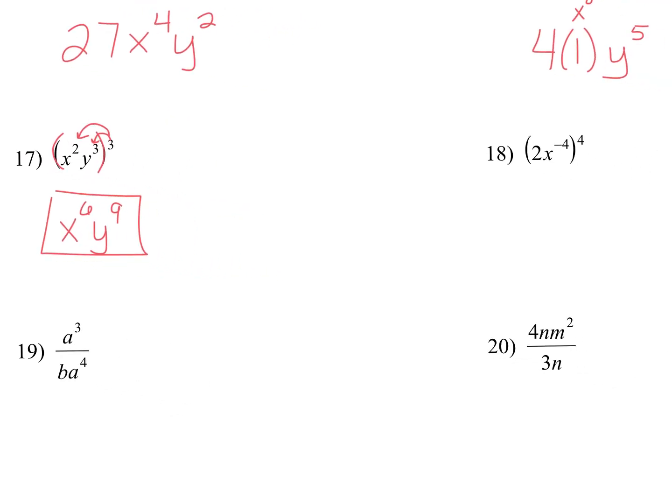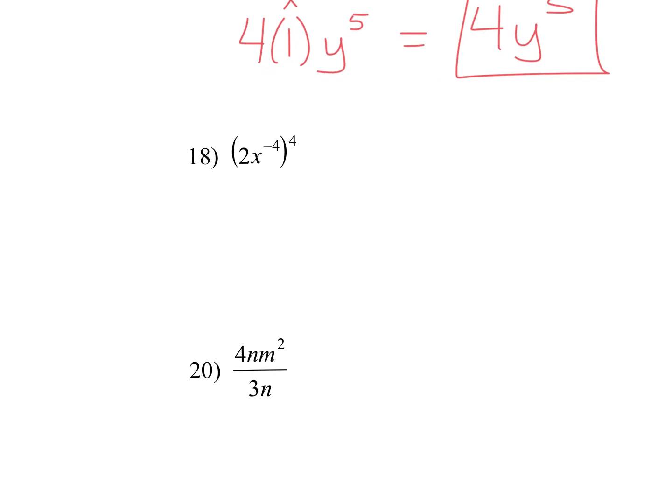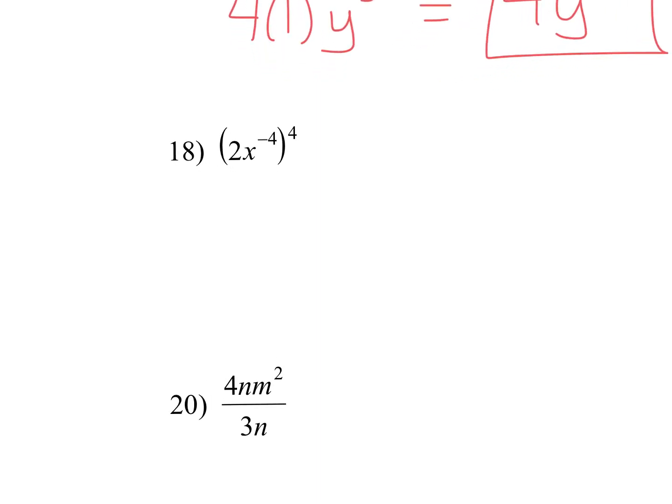Okay. I'm going to look at number 18. Same thing, power to a power. What are we doing? Distribute. What happens to the, if it goes to the 2? Is it 2 times 4? It's 2 to the fourth power. Okay, and then what's my new x exponent? Negative 16.